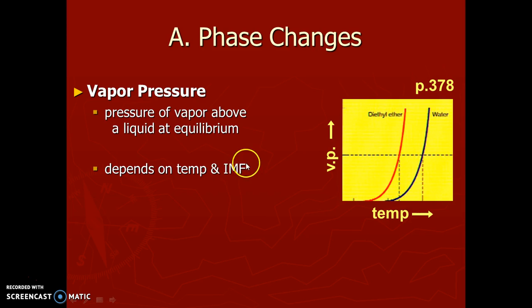And then the intermolecular forces, the lower the intermolecular forces, the higher the vapor pressure. Rubbing alcohol has very low intermolecular forces, so those molecules can spread apart from one another, and that's why it has an odor. And if we'll note this over here, this graph, this is a vapor pressure graph. It's on page 378 of your textbook. As we increase the temperature, the vapor pressure of the water and the diethyl ether both increase.